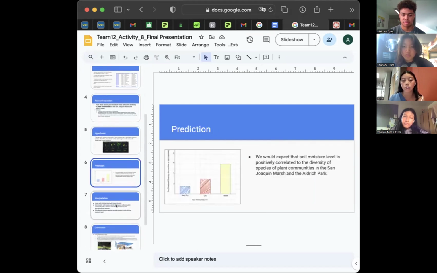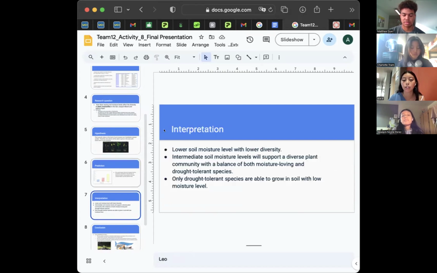And so here's a chart that we had to show our prediction. On the bottom is the soil moisture level going from very dry to moist. And then the y-axis is the observed diversity, the number of plant species. Basically it's saying that as it goes from dry to moist, the more plant species there will be, or the more diversity there will be. And so we would expect the soil moisture level to be positively correlated to the diversity of the species of plant communities in the San Joaquin Marsh and Alchard Park.